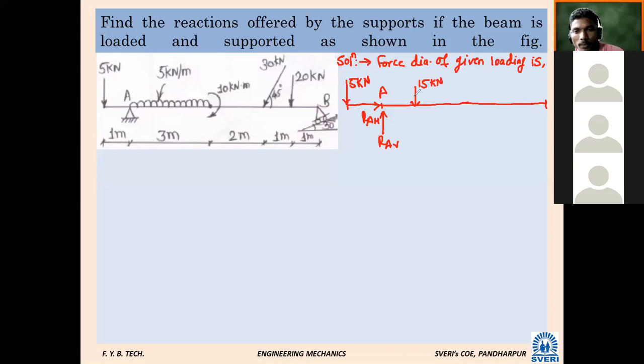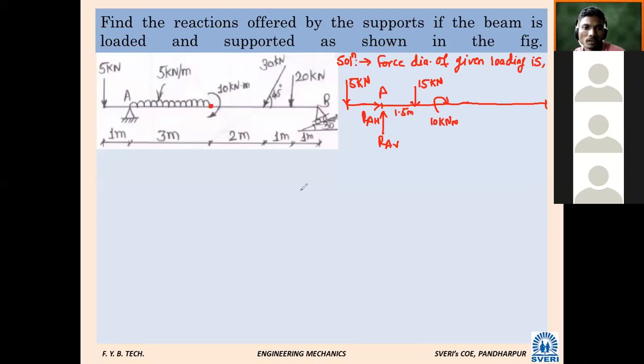Correct. And what will be the point of application of that 15 kilonewton? 1.5 meter. Then next one is the moment, as it is. There is no question in the case of a moment: 10 kilonewton meter. Is it anti-clockwise? Sorry, it is not anti-clockwise. It is clockwise only. See, here there is a point, and around this point it is rotating, so clockwise only.